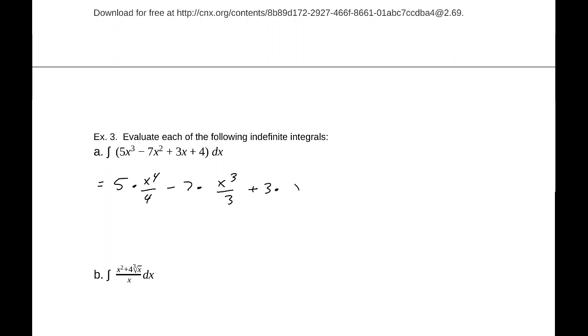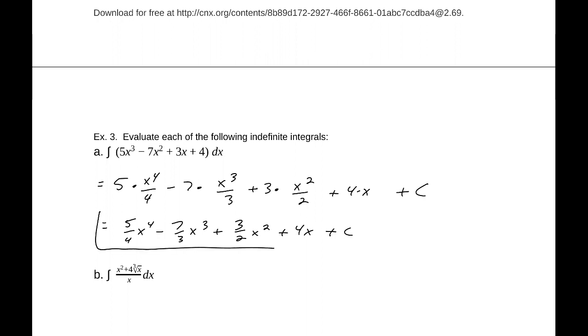So that will be an x squared over 2 plus 4 times, in the integral of nothing, we just get an x in there, plus c. So this is 5/4 x to the 4th minus 7/3 x cubed plus 3/2 x squared plus 4x plus c. That is our general antiderivative of that polynomial function with those pieces in there.